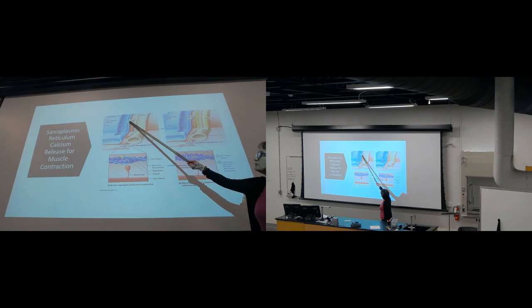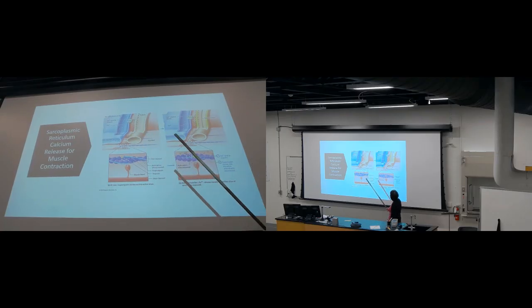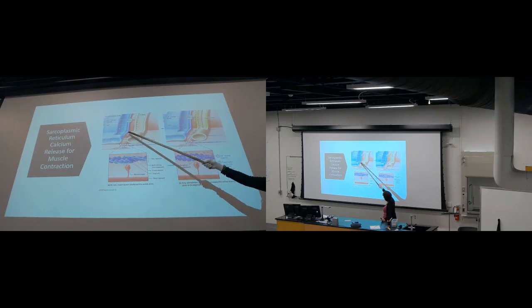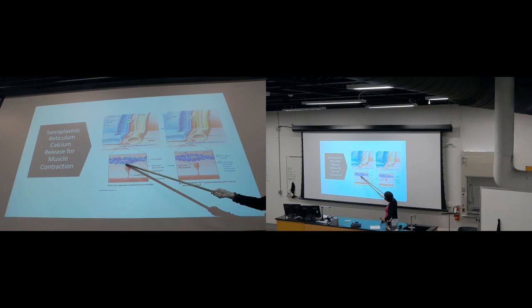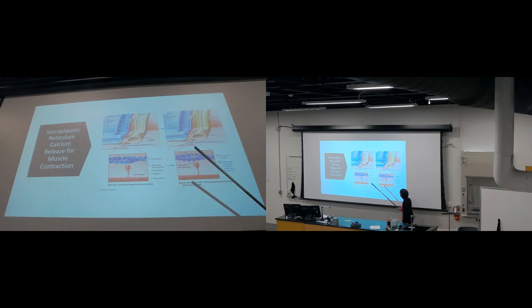After that happens, the calcium channels will close once you have stored the calcium back, and then this is at rest. When your calcium channels are closed, troponin is bound to tropomyosin, which is bound to actin, and myosin cannot interact with actin because the actin active site is not available.